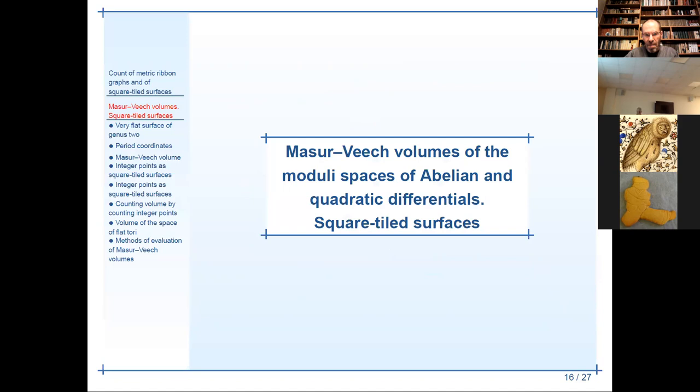And this is the perfect moment to stop, because the first chapter was for engineers. We really solved some absolutely concrete counting problem. And the second part is geometrical. It is rather an explanation of why the count of square tiled surfaces really corresponds to the count of Masur-Veech volumes.